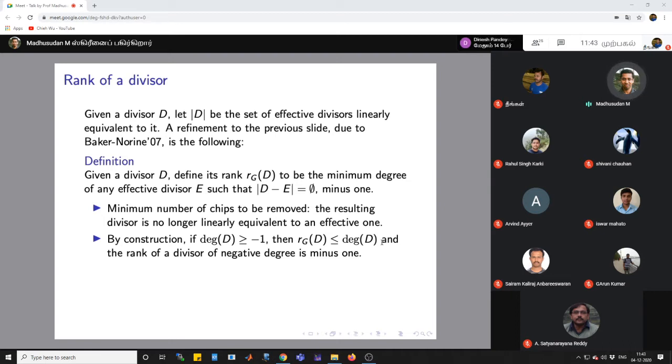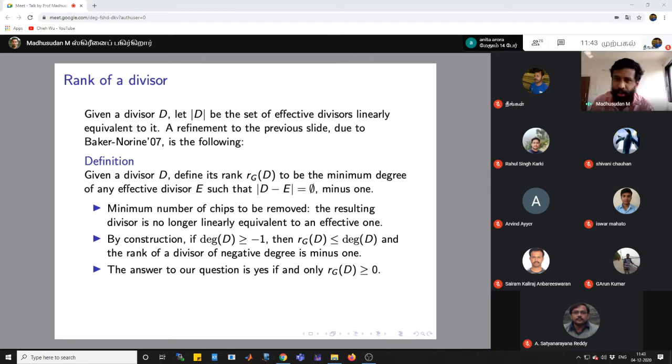I hope it's clear. You just take an obvious effective divisor to have an empty linear system. And indeed the rank of a divisor of negative degree is minus 1. Okay. And how is this related to the question that we asked? So the answer to our question is yes if and only if the rank of D is non-negative. Right? Really by definition.